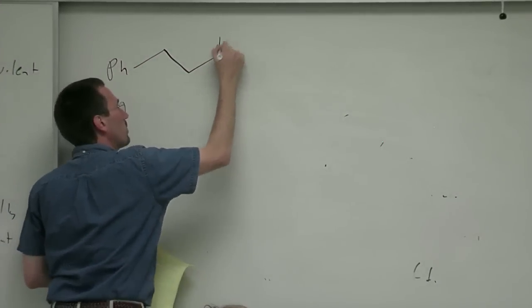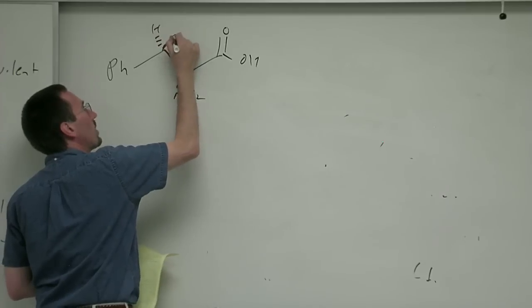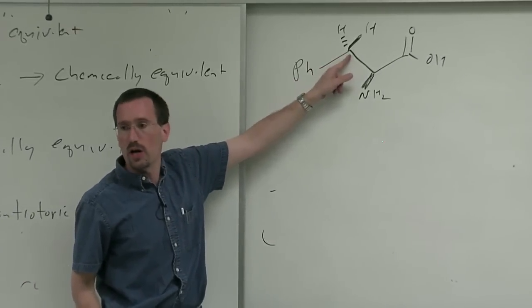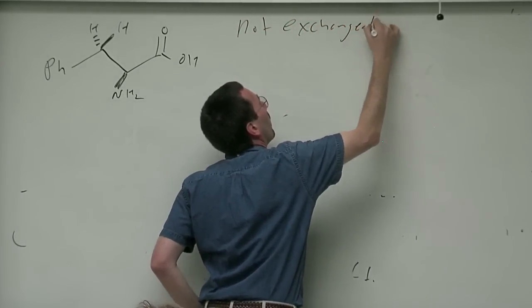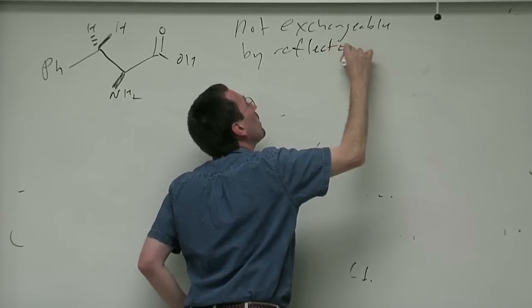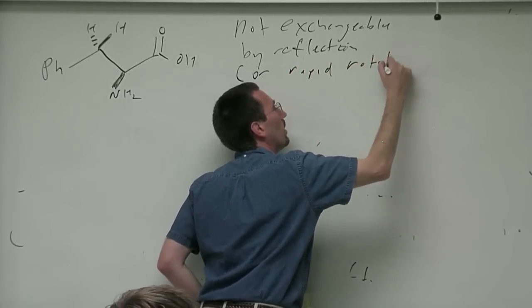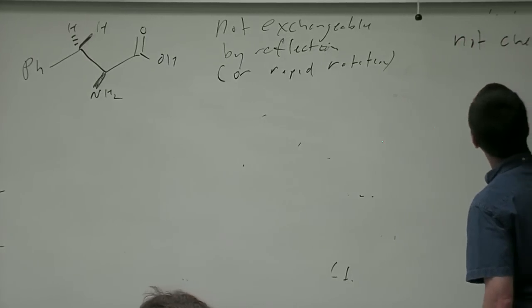All right, so now let's come to a molecule where we have a chiral center in the molecule. And since we've been building on this idea of phenyl groups, I'm going to give us the molecule phenylalanine. Doesn't matter whether I draw it racemic, which means we have two enantiomers, or whether I have one molecule. These two protons are now no longer exchangeable by reflection. And no matter how rapidly you rotate, they still are not the same. So these two protons now, the methylene protons, are not chemically equivalent.